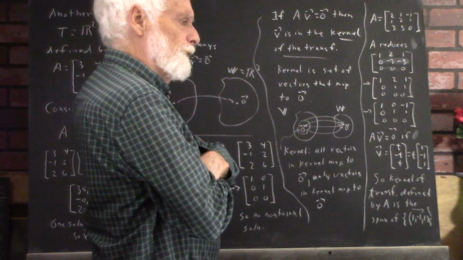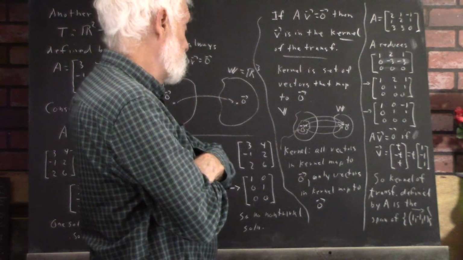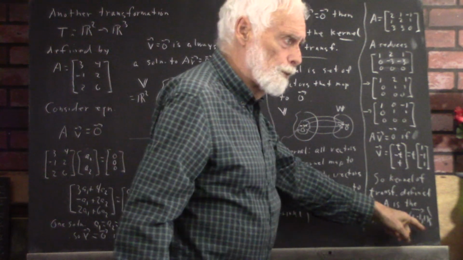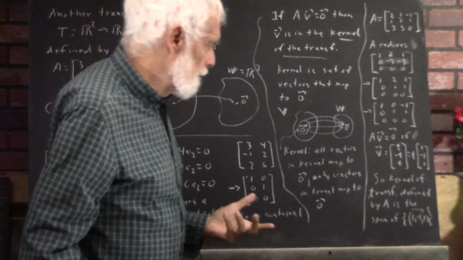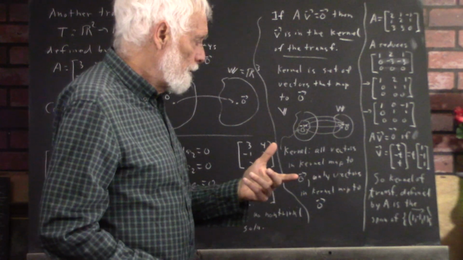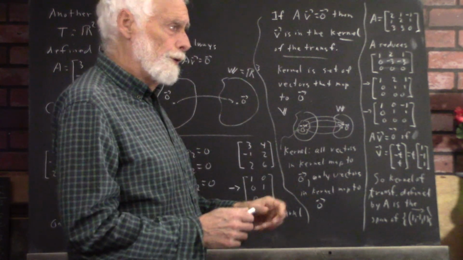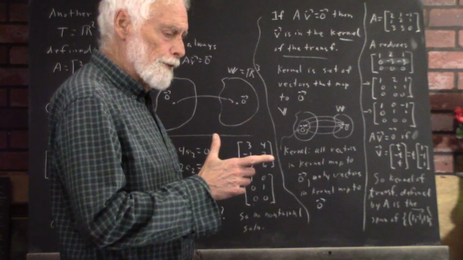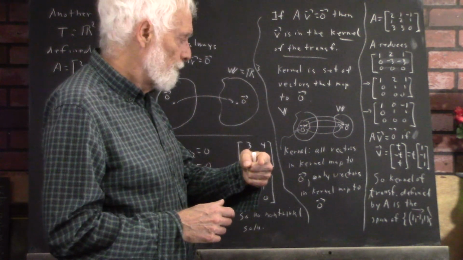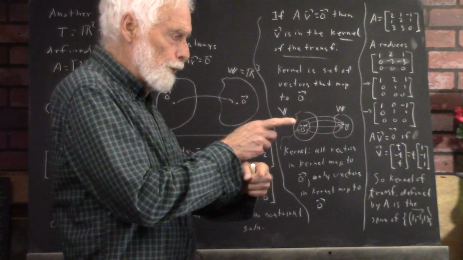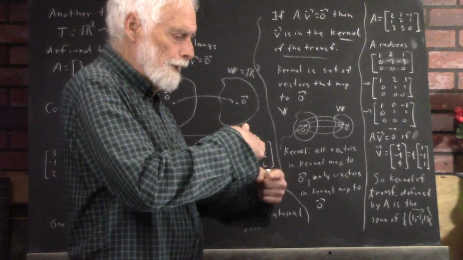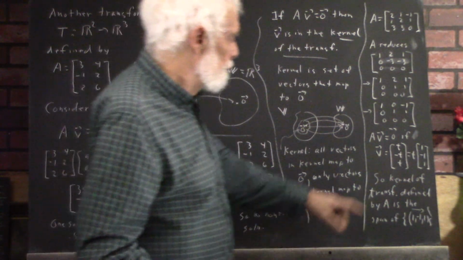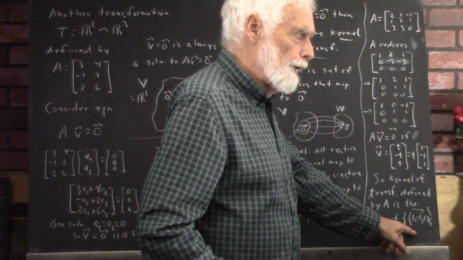Okay, well, if B is just plain old R3, then the multiples of 1, negative 1, 1 are represented by the vectors that go through the origin and are multiples of the vector where x is 1, y is negative 1, and z is 1, vectors in this direction. So the kernel would be identified with a line through the origin parallel to this vector.